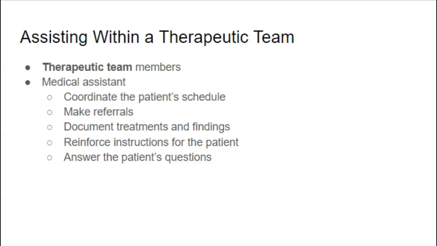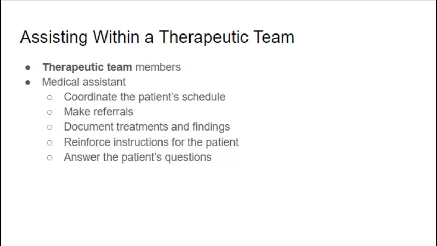And a lot of times it's a primary care doctor and the medical assistant or the team that works with that primary care doctor that acts as the base to this therapeutic team, making sure that that patient gets all of the referrals that they need, and that the best care is being given to try to maximize all the physical, mental, and emotional aspects of that patient's disease process.